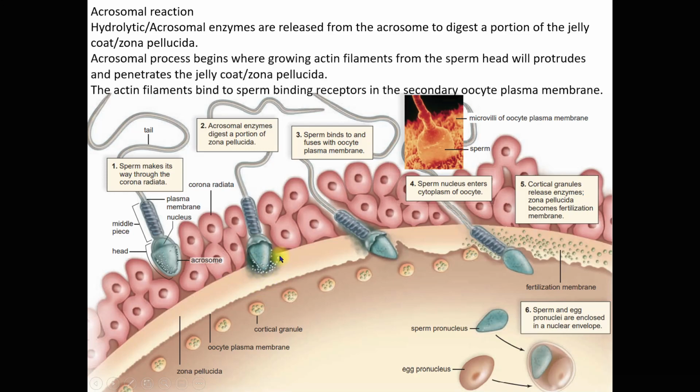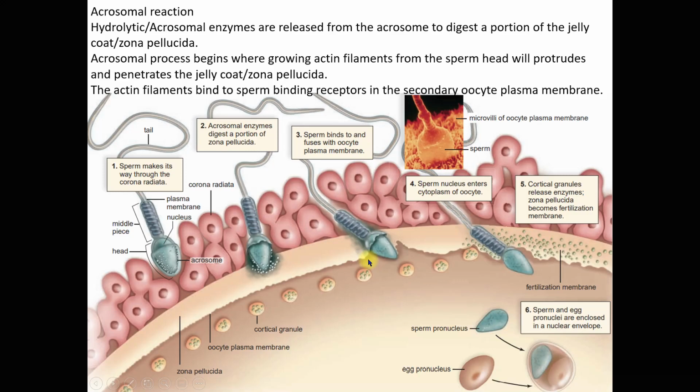Next, the acrosomal process begins, where actin filaments grow from the sperm head. These actin filaments will penetrate the zona pellucida, and the actin filaments that protrude from the sperm head will bind to the sperm binding receptors found in the secondary oocyte plasma membrane. You can see in this diagram this is the secondary oocyte plasma membrane. On its surface there are many sperm binding receptors, which will bind with the actin filaments generated from the sperm head.